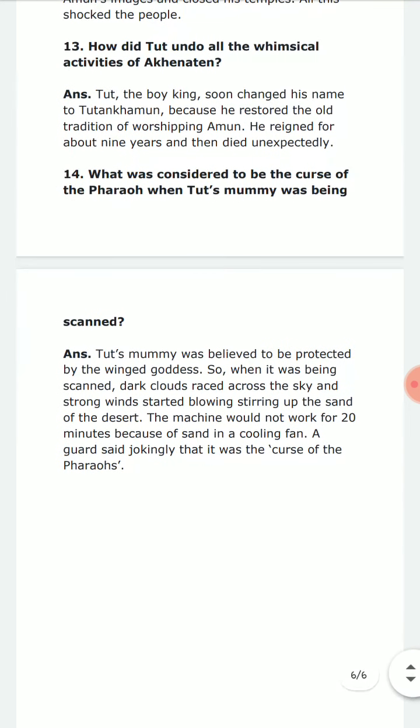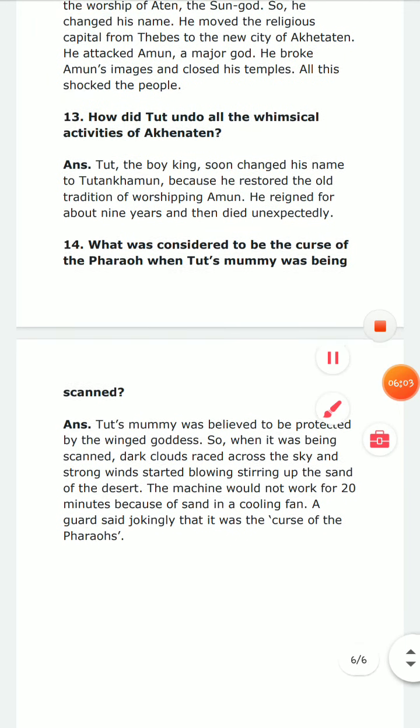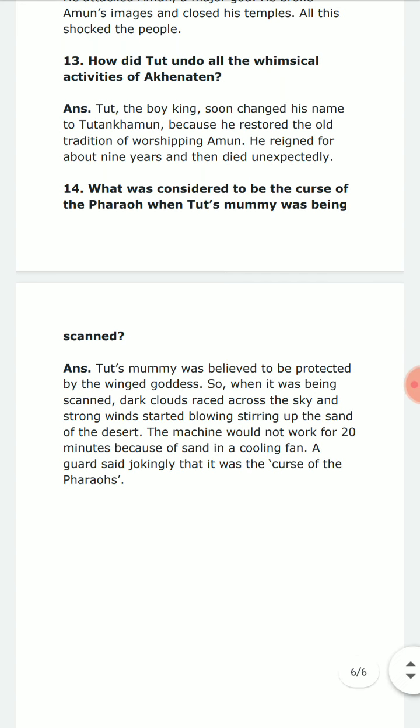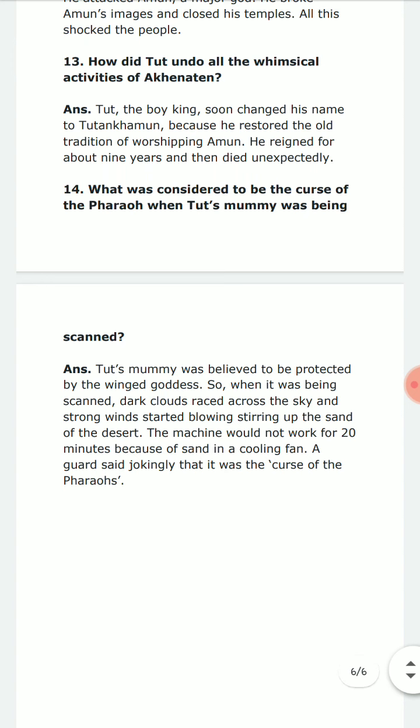I am moving on to question number 13 now, dear students. How did Tut undo all the whimsical activities of Akhenaten? Tut, the boy king, or the boy pharaoh, as given in the very first page of your book, soon changed his name to Tutankhamun, because he restored the old tradition of worshipping Amun.